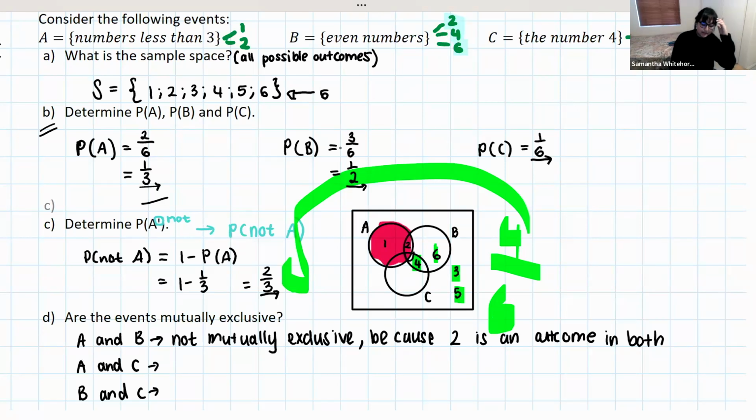Right, A and C. Look at A and C. Is there anything that falls into both A and C? So is there an intersection there?